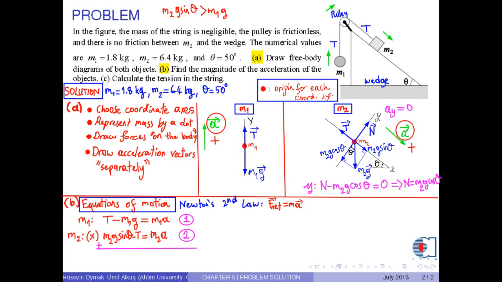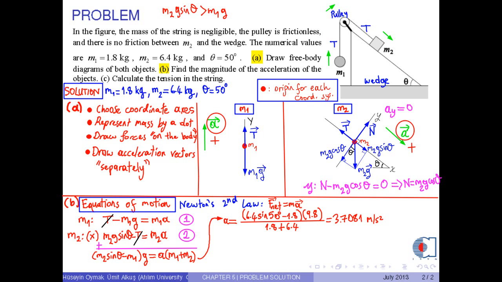Anyway, if we add these two equations side by side, we get, if we insert the numerical values into the corresponding places, we obtain a as 3.7081 meters per second squared, or approximately 3.71 meters per second squared in three significant figures. As you see, the result is positive, so then we say that the direction we have chosen was correct.